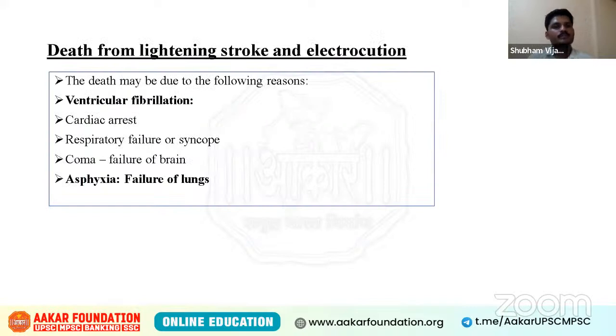Then how death from lightning stroke and electrocution happens, and what causes the death, we will take care. Death may be due to the following reasons: ventricular fibrillation or cardiac arrest, respiratory failure, syncope or coma, failure of the brain, and asphyxia, failure of the lungs. So these five reasons are mainly behind the death caused by lightning stroke or electrocution.